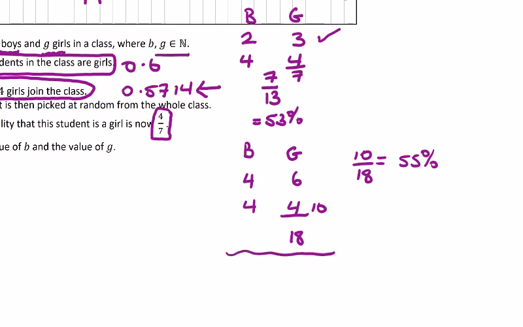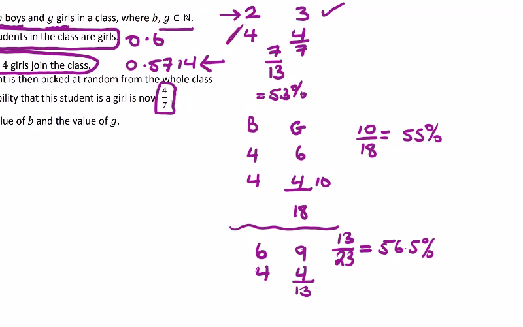If we do it again, I'll treble the first one, 6 and 9. If we add 4 of each, we have 10 and 13. We've 23 in the class, and 13 of them are girls. 13 over 23 is 56.5%, so it has to be the next one. So multiply the first one by 4, we're going to have 8 and 12. Add 4 of each. We had 20 in the class, we're adding 8. We're going to get 28 in the class, and 16 will be girls. 16 over 28 is 4 over 7.